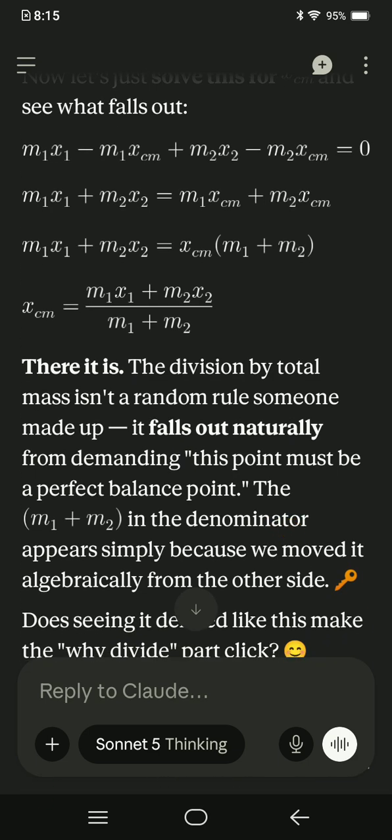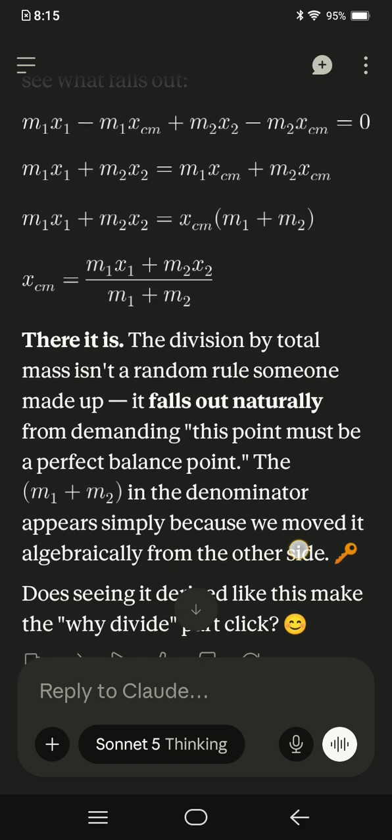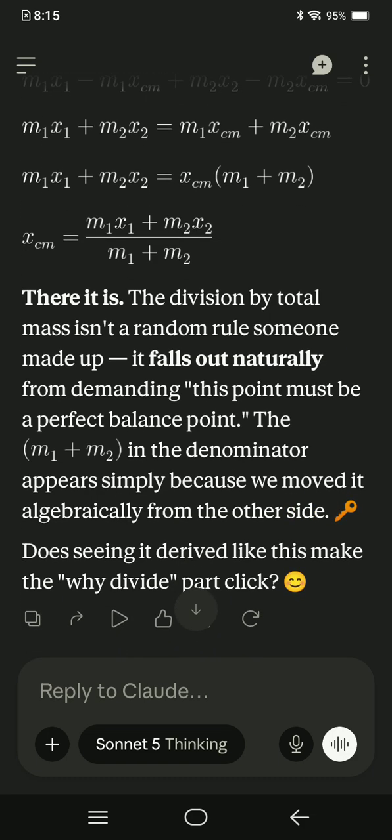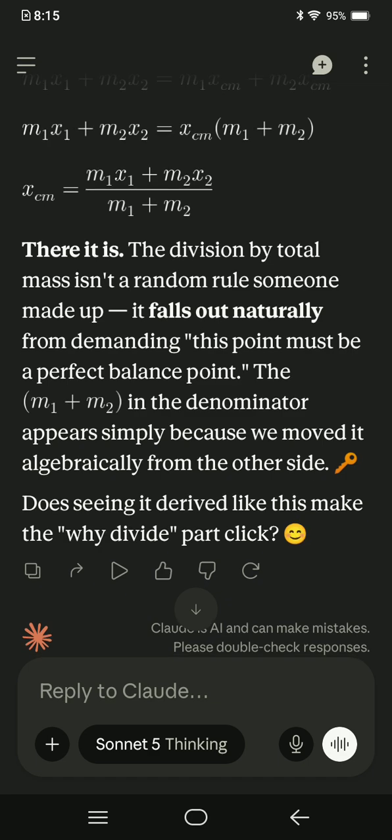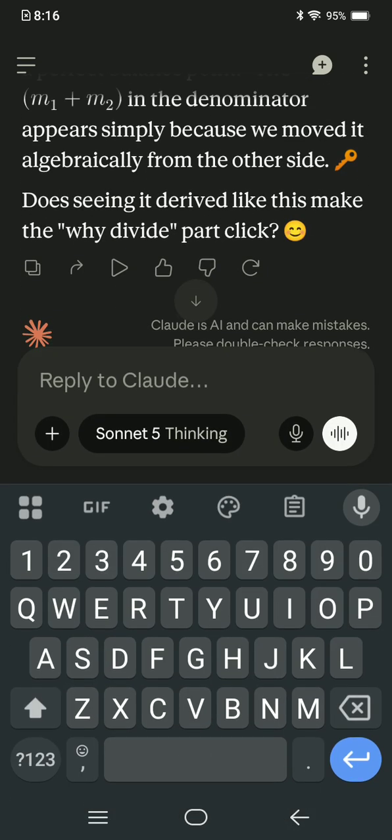The division by total mass isn't a random rule someone made up. It falls out naturally from demanding this point be the perfectly balanced point. The m1 plus m2 in the denominator appears simply because we moved it algebraically from the other side. Seeing it derived like this makes the why-divide part click.